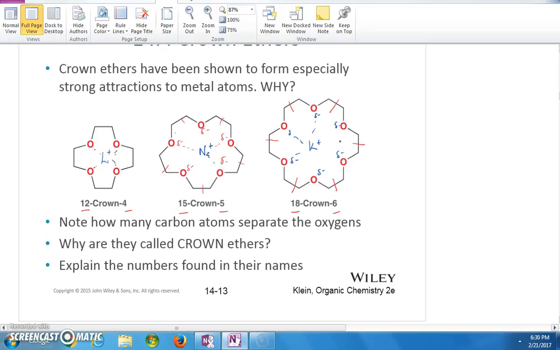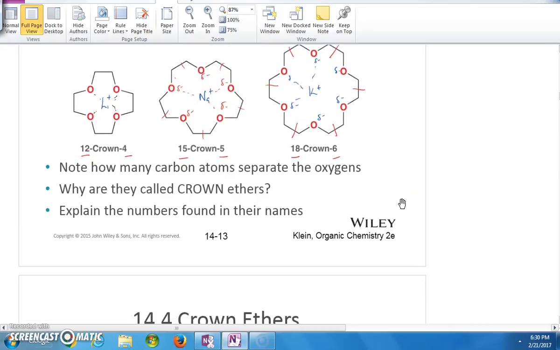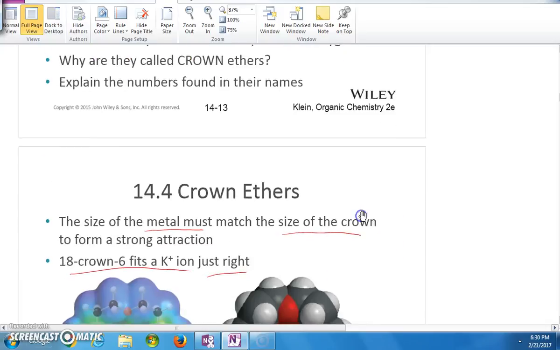Now, note how many carbon atoms separate the oxygens. These are called crown ethers. As you can see, it's as if the ether is sitting on top of the head of the metal cation, so it looks like a crown. Okay. Now the number 12 simply signifies the total number of atoms, while 4 signifies the number of oxygen atoms. So 15 in this case signifies the total number of atoms, while 5 signifies the number of oxygen atoms, while 18 signifies the total number of atoms, and 6 signifies the number of oxygens.